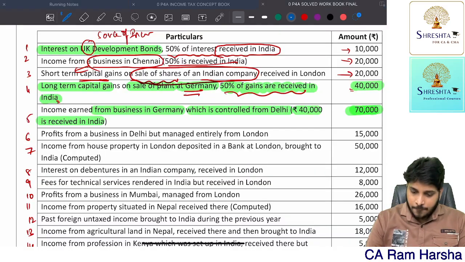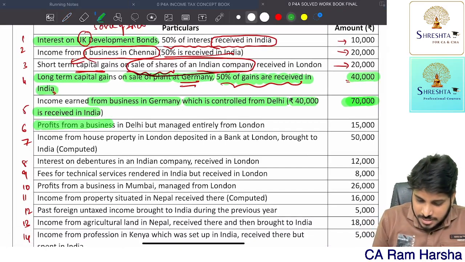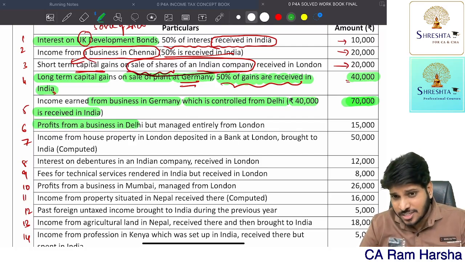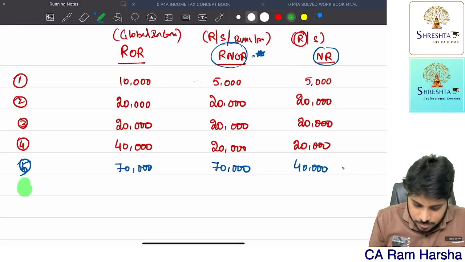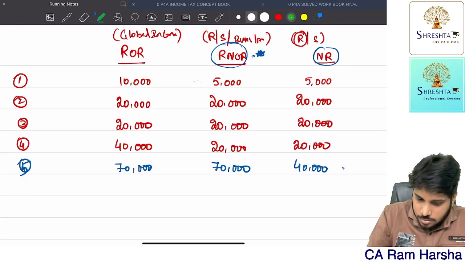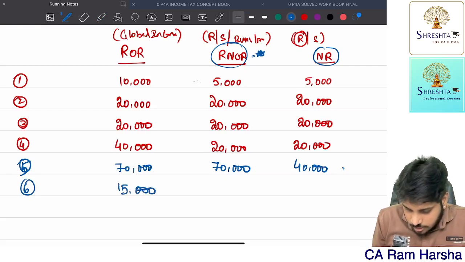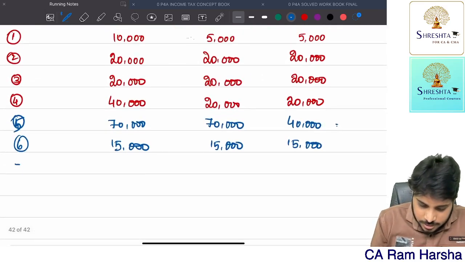Next, 6th point. Income from business in Delhi. Source is in India, so no need to look at where it is received. It is straight away taxable for all. What is the income? 15,000.